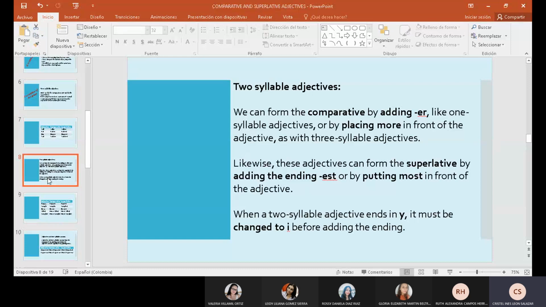Likewise, we form the superlative by adding the ending est or by putting most in front of the adjectives. When a two syllables adjective ends in y, it must be changed to i before adding the ending.